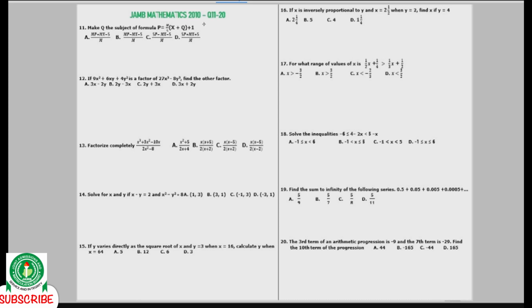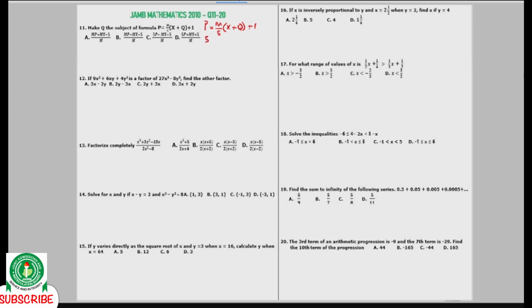Now we are given that P is equal to M over 5 open bracket X plus Q close bracket, plus 1. So we have to make Q the subject of the formula, and we have a denominator here, which is 5. So the first thing is to eliminate this 5 by multiplying through by 5. You multiply both the left hand side and the right hand side by 5 in order to eliminate this 5.